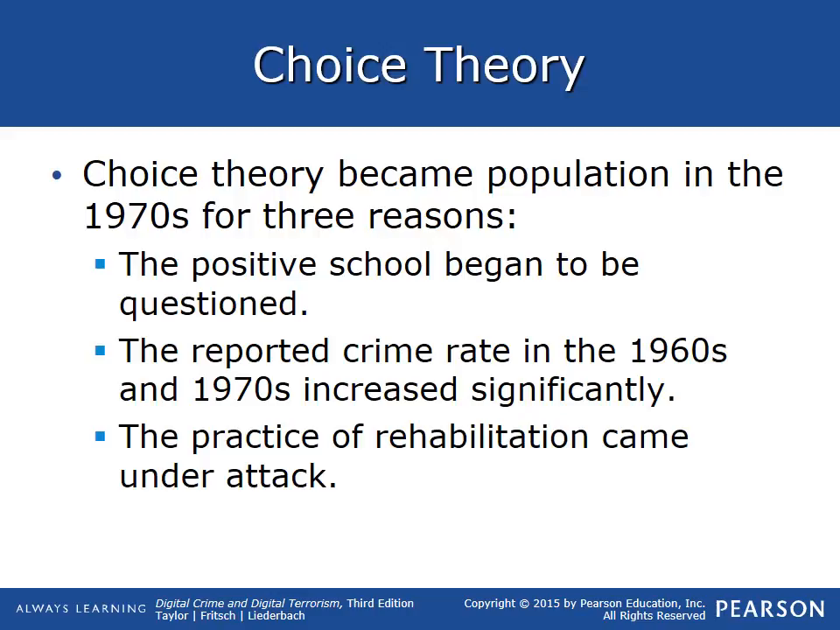Choice theory became popular in the 1970s, basically for three reasons. The positive school began to be questioned. Basically, the positive school held that there were traits that belonged to criminals, and that people could be put away but they could be rehabilitated. In the 60s and 70s, the country was going through a traumatic episode with the Vietnam War. Coming out of the 1950s, we were very pro-government, and now we were moving into the 60s and 70s where a lot of people were anti-government and didn't see laws and crimes the same way that people looked at them back in the 50s.